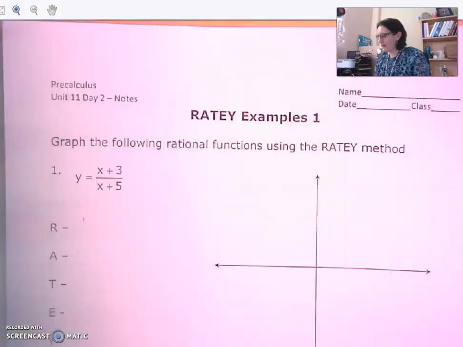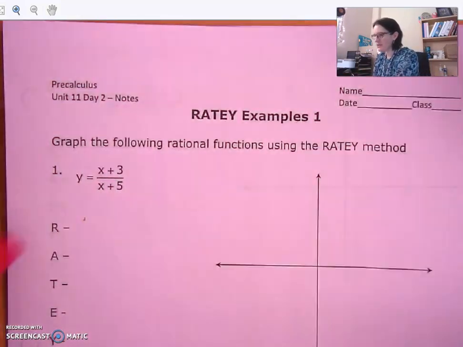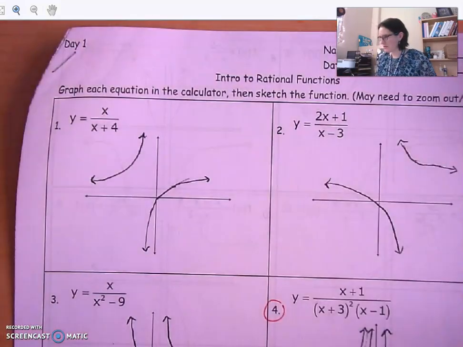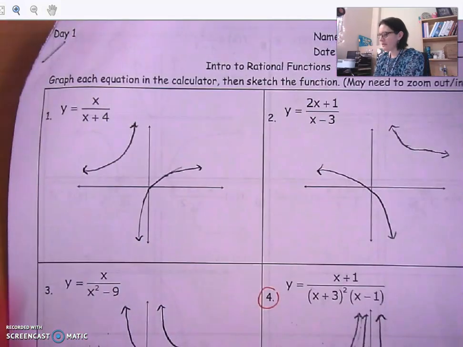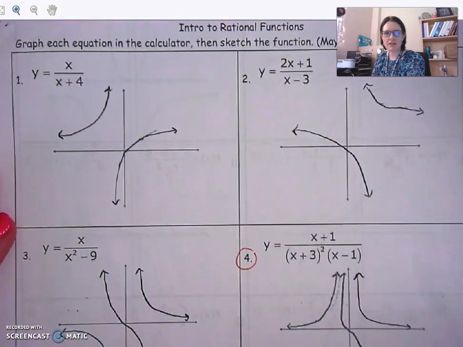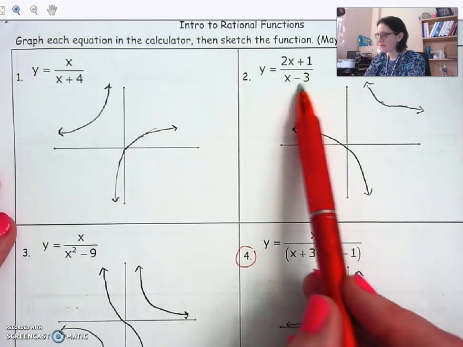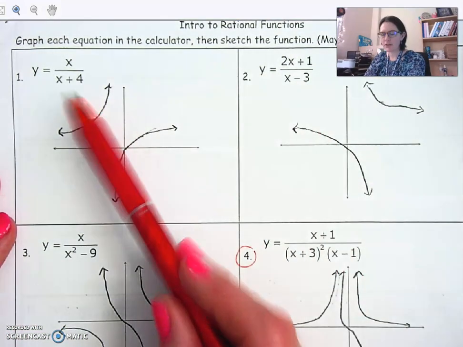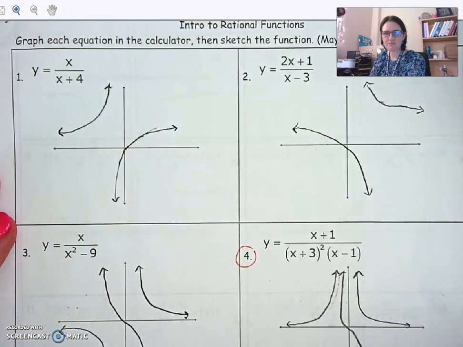lesson. And before we actually talk about the lesson, I want to show you, in the last class we did an exploration activity where you just graphed these functions either in Desmos or a graphing calculator and then sketched them. And there's a few patterns I want to point out that we're going to rely on while we graph today.